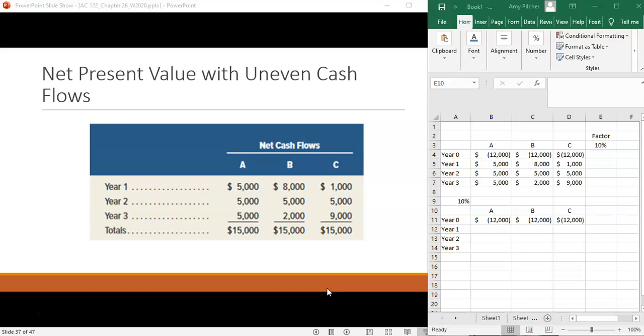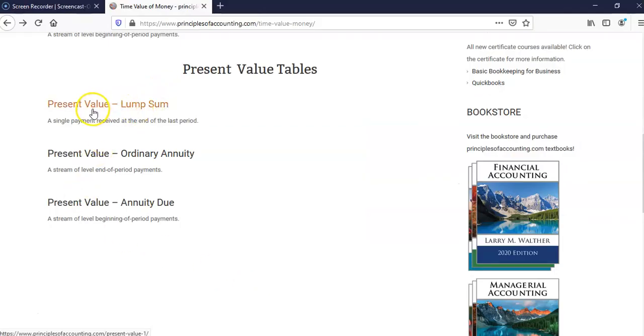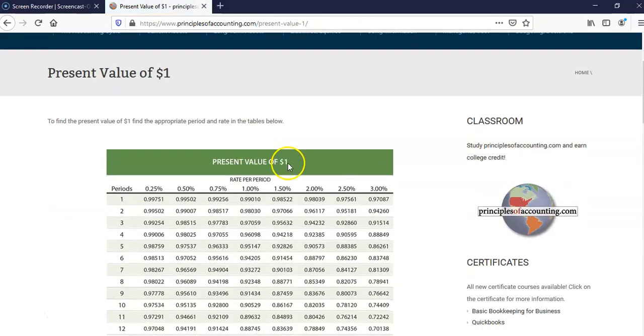We have 3 different possibilities for this $12,000 cash investment that we have. They each have a total cash outflow or cash inflows of $15,000. But project A has even amounts that it's going to have cash inflows. Project B and project C have uneven amounts. So when we're looking at the tables, when we have uneven cash flows, we want to go to a table that is the present value of a lump sum. And we need to take each year into consideration, 1 year at a time.